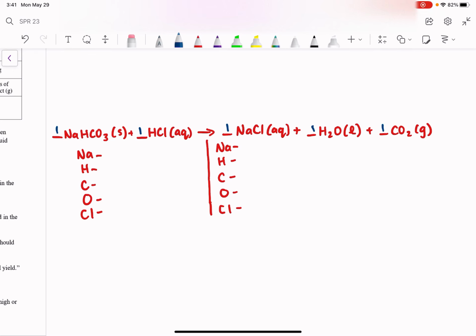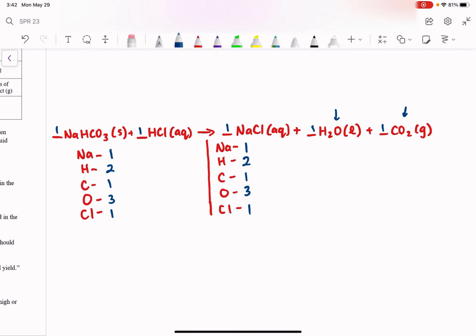And then I'm going to count what I have now. So I have 1 sodium on the left, looks like 2 hydrogens, 1 carbon, and looks like 3 oxygens, and 1 chlorine. All right, and then on the right I have 1 sodium, 1 chlorine, 2 hydrogens, 1 carbon, and looks like 3 oxygens, because I've got 2 over here and 1 over here. All right, so actually, this is our balanced chemical equation.